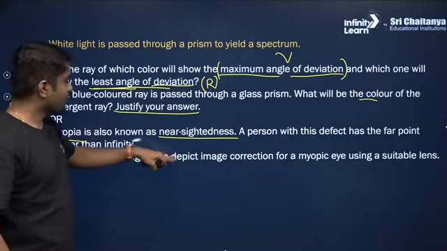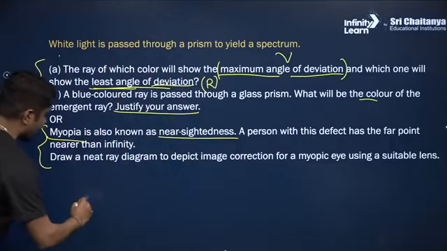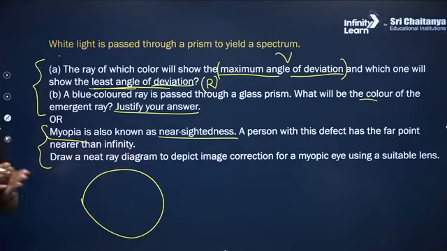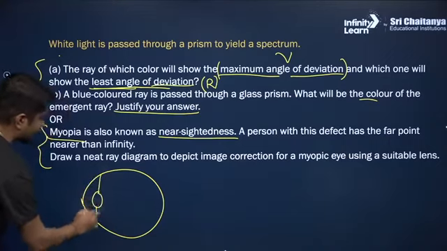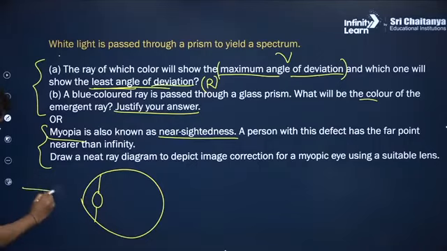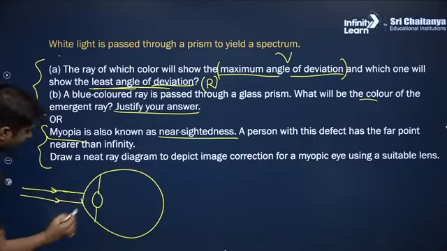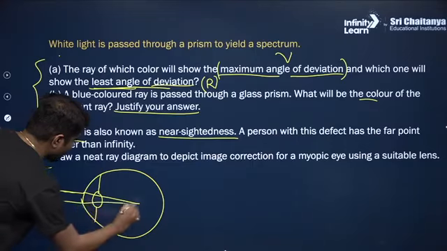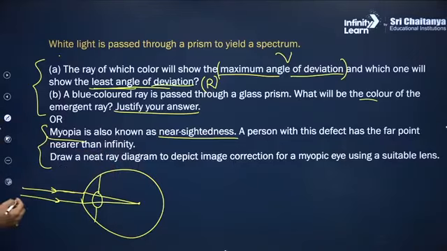Draw a neat ray diagram to depict the image correction for myopia. Okay, so now in myopia what happens? There is an eye lens, eyeball. So eyeball is elongated, है ना? तो यहाँ पे अपना क्या होगा? There is a lens, eye lens. So now these are the incident rays coming from an object which is at infinity. They will fall on the cornea and from the cornea they will bend. So they will bend and the image is formed at this location. So image is formed in front of the retina, correct? This is a myopic eye.